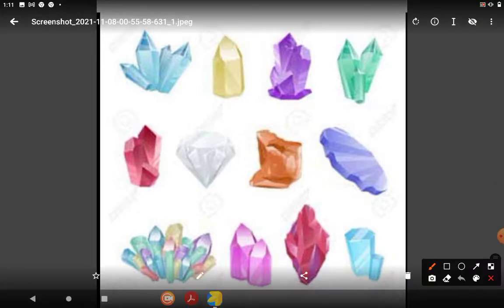See, what are the colors? You have different shapes. See, you have blue colored and then yellow and then different colors are there. And also the shapes are different.